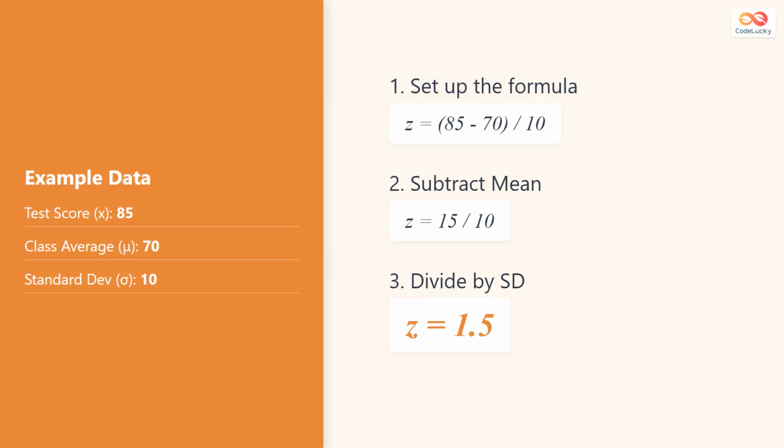Let's calculate a z-score. Suppose your score is 85, the class average is 70, and the standard deviation is 10. We plug these into the formula. 85 minus 70 is 15. Then, 15 divided by 10 gives us a z-score of 1.5.